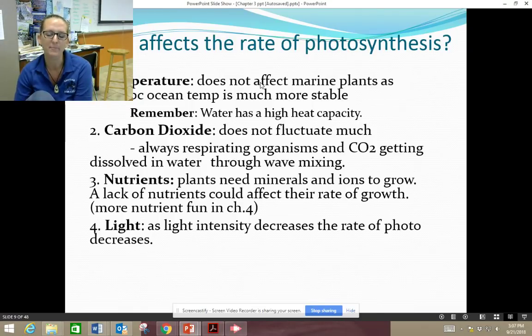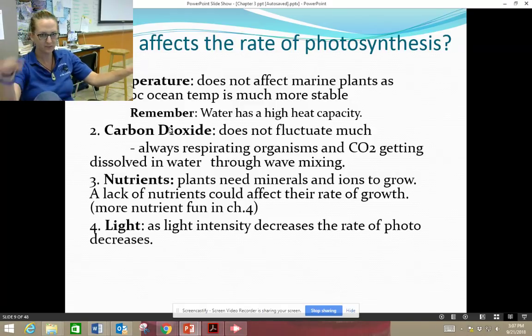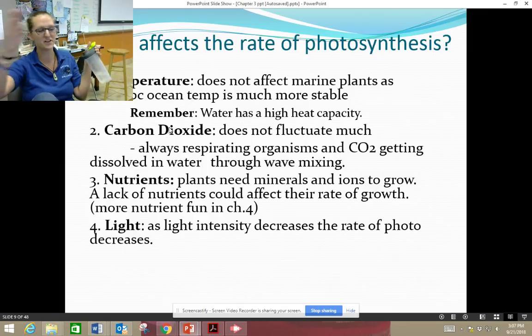So carbon dioxide is not limiting. It is not a limiting factor in the ocean. Also, with mixing between waves, it is taking in carbon dioxide that way as well, just mixing with the atmosphere.